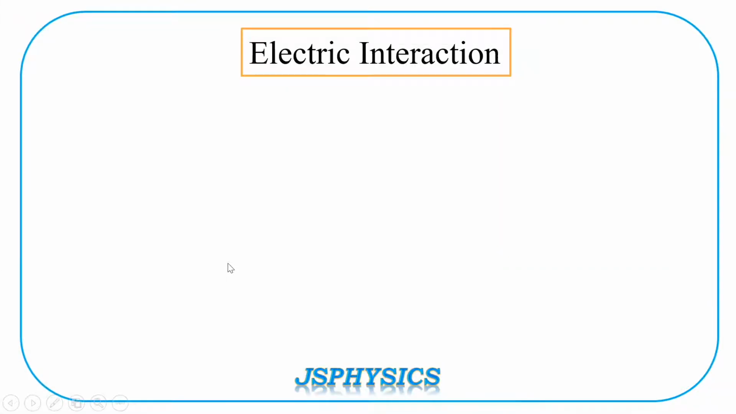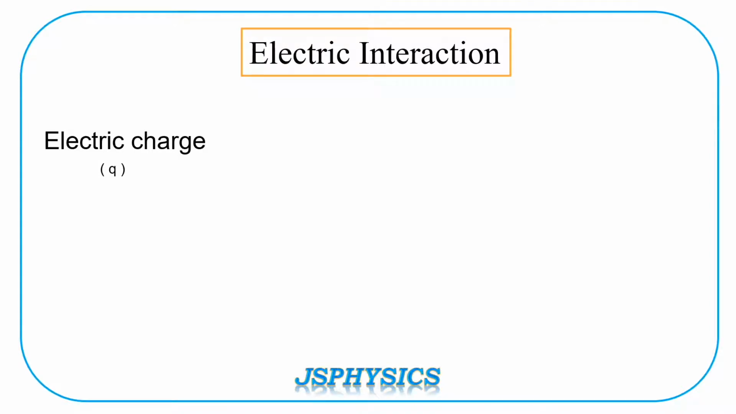There are two different types of interactions, electric interaction and magnetic interaction. So let us first study the electric interaction. We know the concept of electric charge and we have two different types of charges, positive and negative. Like charges repel and unlike charges attract. When a charge is placed near another charge, what happens? There is a force of repulsion or attraction depending upon what type of charge it is.